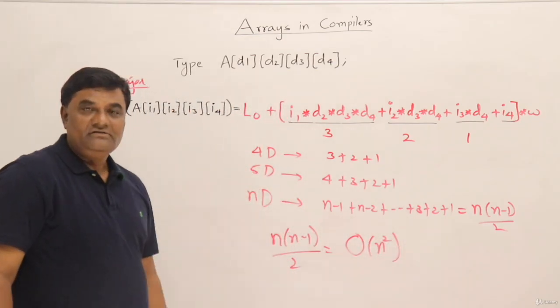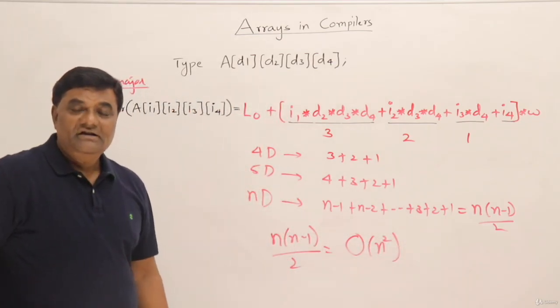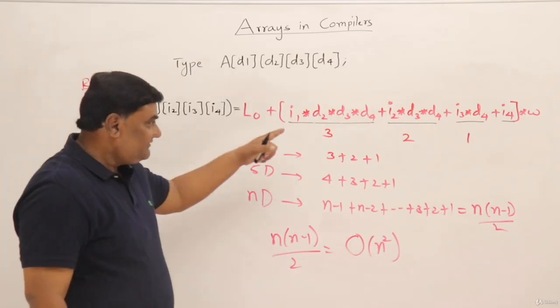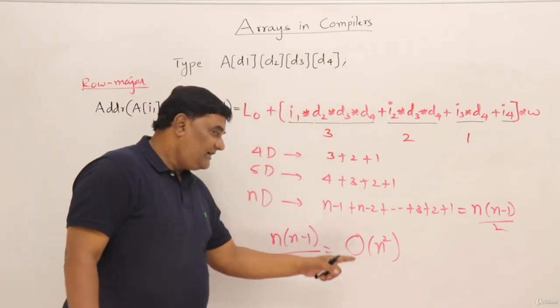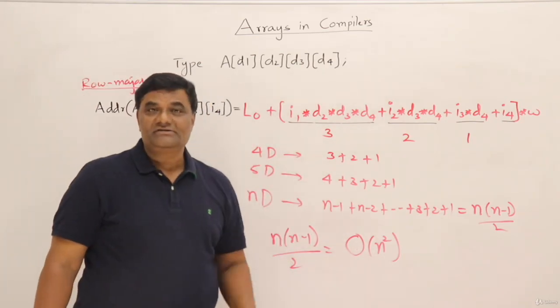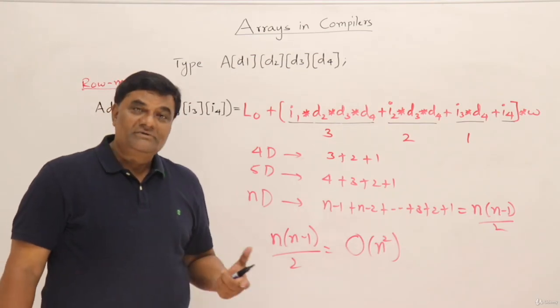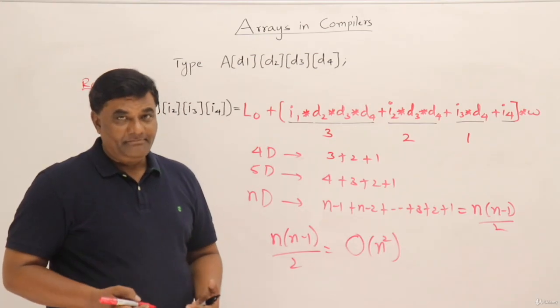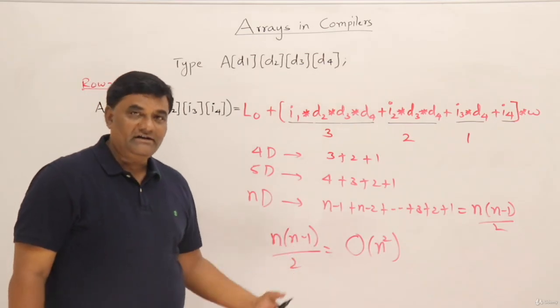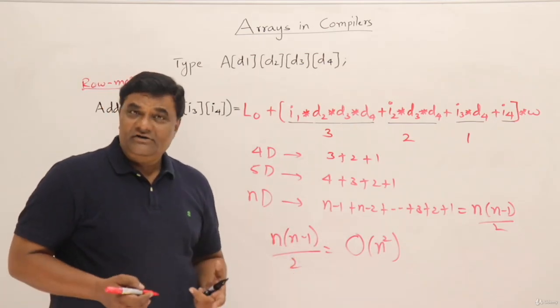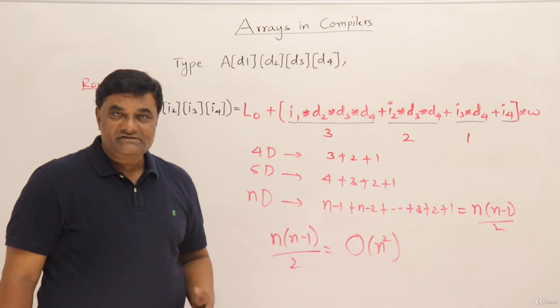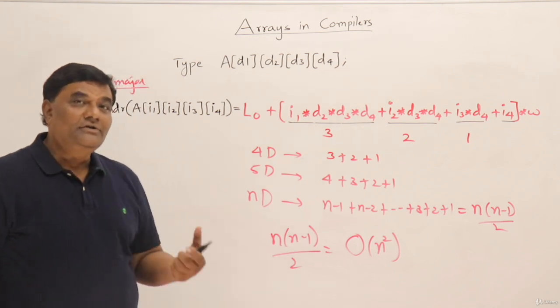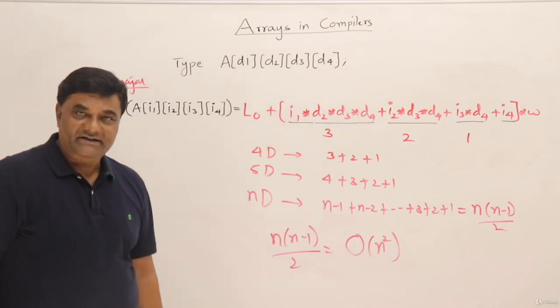Oh, these are too many multiplications. So the time taken for evaluation of this formula is n square multiplication operations. So this is too time consuming. So the row major formula used by the compilers takes order of n square time. So is there any way to reduce the number of multiplications? Let us see what we can do for reducing the number of multiplications.